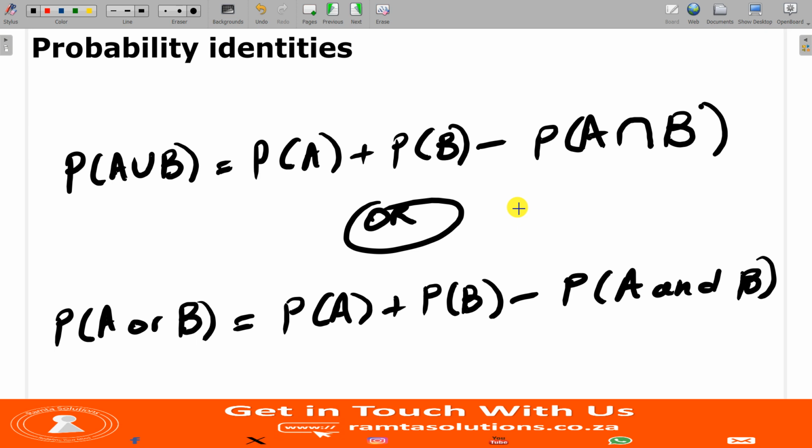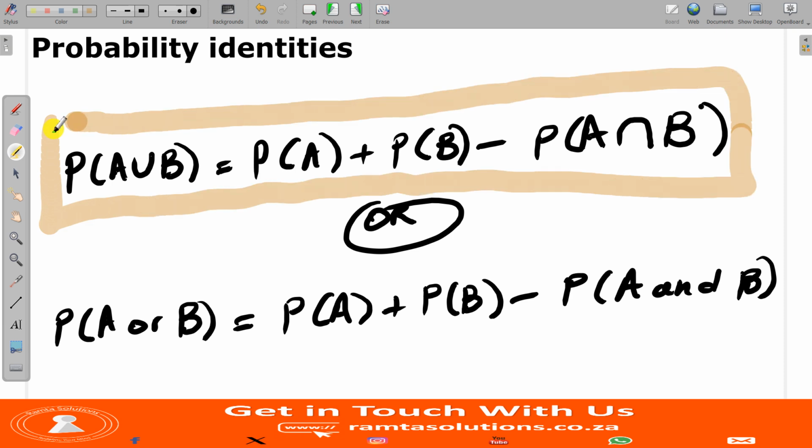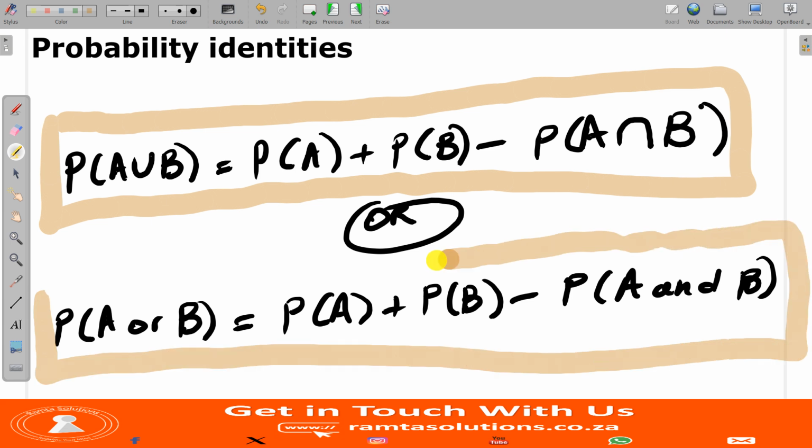Now this is the formula, or identity, that we use. Remember guys, they are the same. It depends on what you want to do. If you want to use symbols, you can use symbols. If you want to use words, you can use words as well. So they are the same.